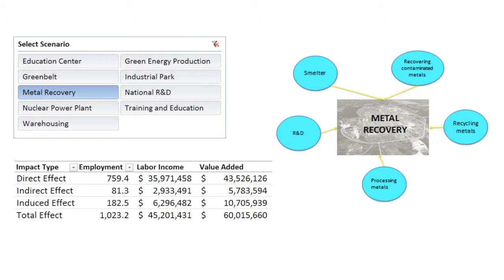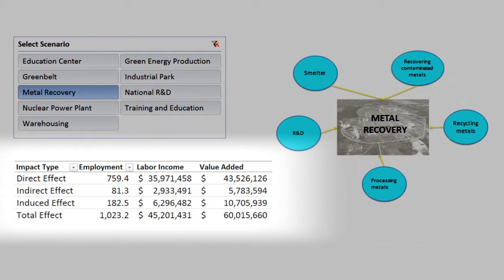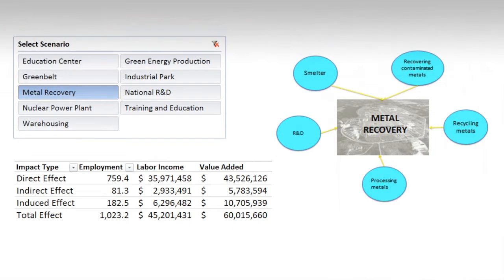Metal recovery. The emphasis of this particular scenario is on the recovery of the metal, because there is a lot of metal at the facility which can be recovered. So in terms of economic activity, the total effect is over 1,000 jobs. The labor income is going to be over $45 million and the value added slightly over $60 million. Again, you see it varies a lot between all these different scenarios.